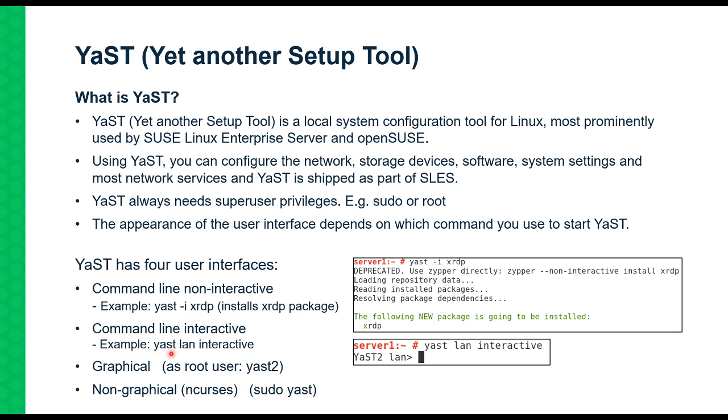Our next interface is an example of the command line interactive, and this is where we type the command yast lan interactive. That means we don't open up the LAN module in YaST, we communicate with the LAN module on the command line. And here we can give instructions through YaST to our network interface.